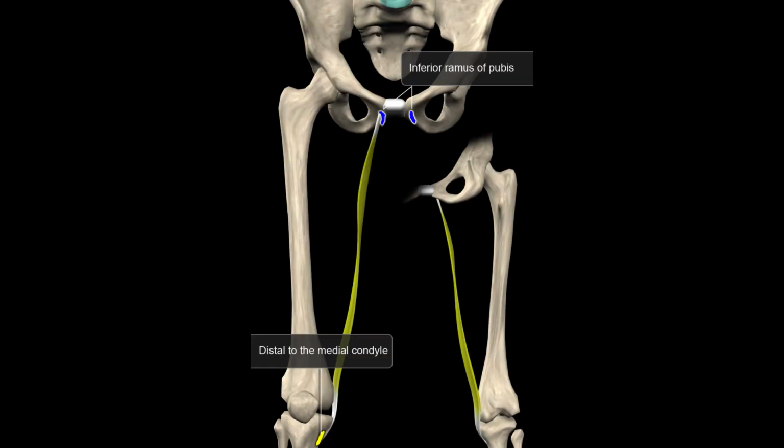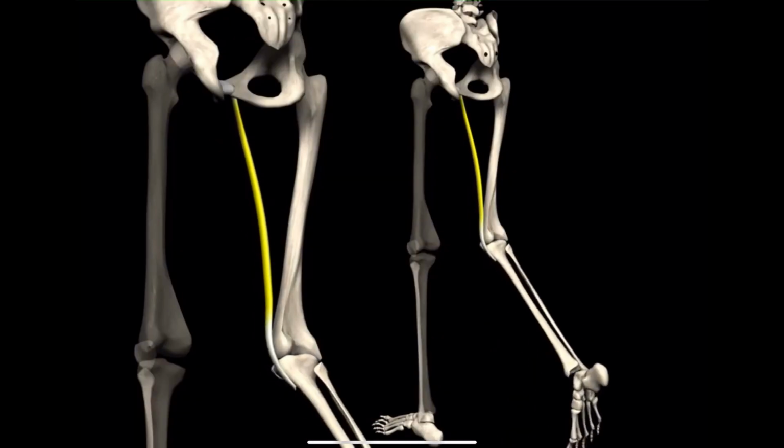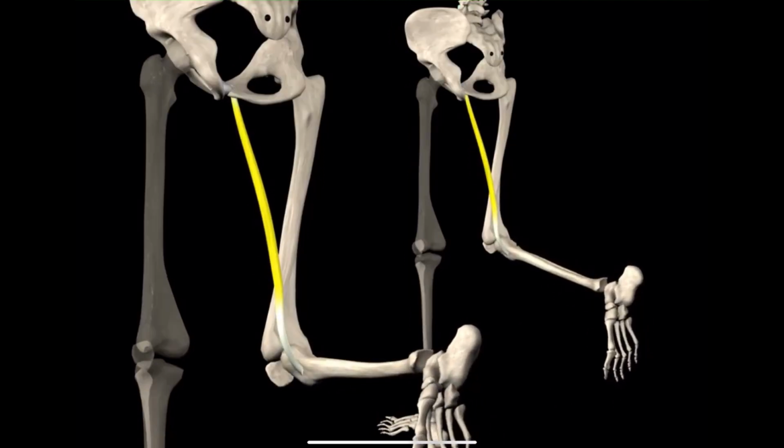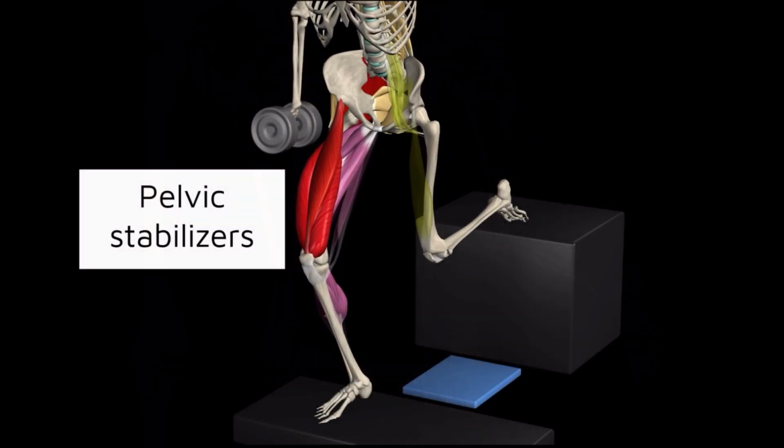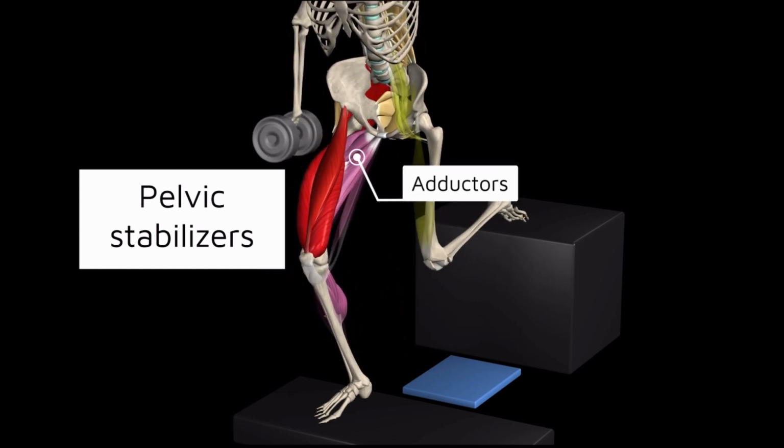The Gracilis, the longest of the 5 adductors, attaches at the inferior ramus of the pubis and distal to the medial epicondyle of the tibia. Similar to the Adductor Brevis and Longus, the Gracilis assists in hip flexion, but because it crosses the knee joint, it also assists in knee flexion and knee internal rotation. Besides the adductor group mastering the art of hip adduction, they also assist in hip stabilization.